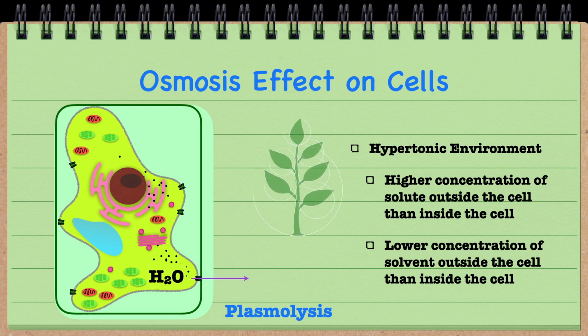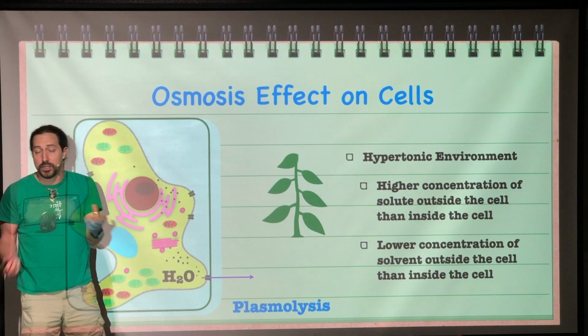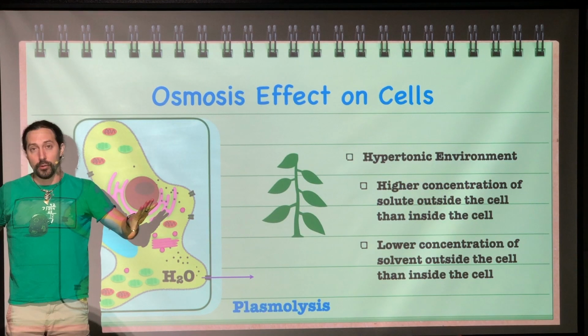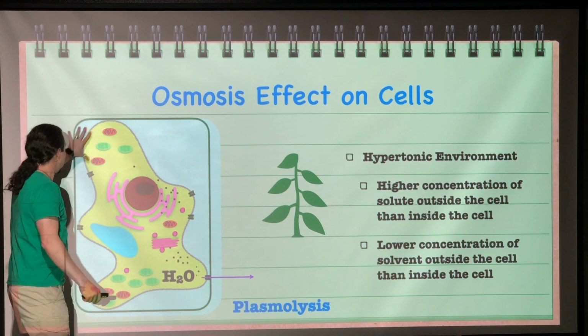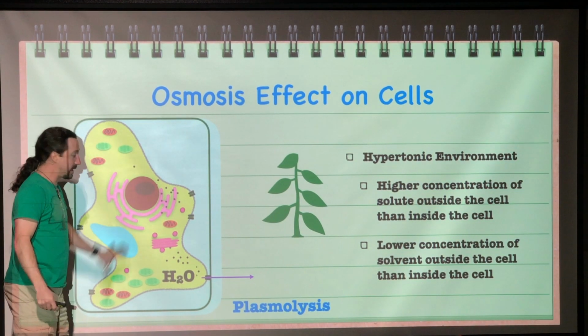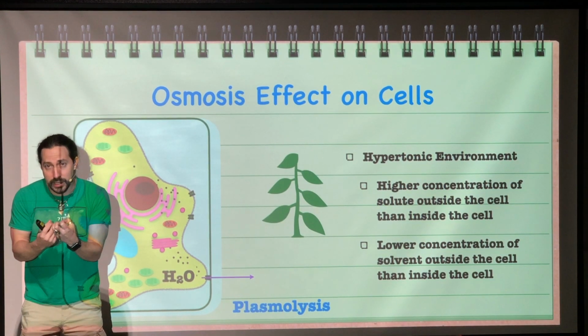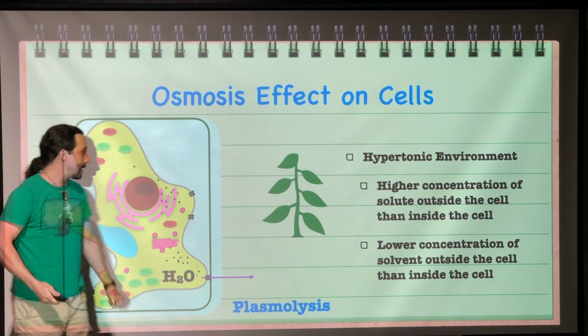And this we can observe in a plant when the plant wilts. The reason that the plant wilted is because you don't have the cell pushing on the cell wall anymore. So because our cell has pulled away from that cell wall, our plant ends up wilting because of that process.